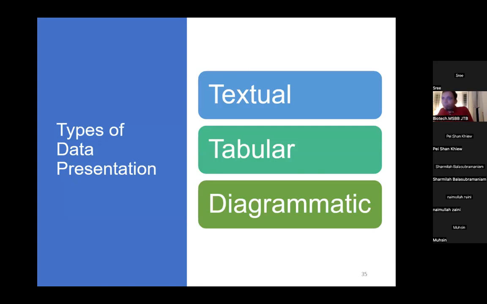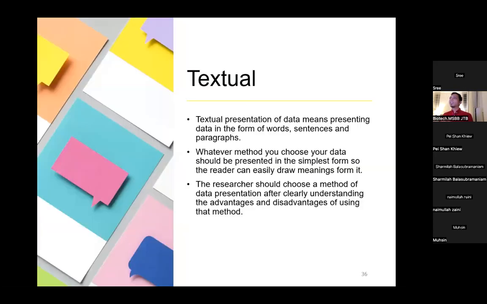So how can we present the data? The data can be presented in terms of textual, not only table or diagram. We can also present the data in terms of text. So we write down the text. Right? So textual presentation of data means presenting data in the form of words, sentences, and paragraphs. Right? So whatever method that you choose, your data should be presented in the simplest form so that the reader can easily draw meanings from it. Right?